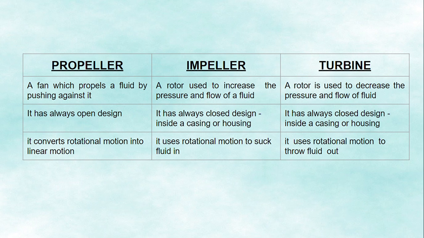The impeller uses rotational motion to suck the liquid inside and then mix it, while the turbine is totally opposite to the impeller; it uses rotational motion to throw the liquid out. If you look at the last point in this table of propeller, impeller, and turbine, in the fourth row, it explains how uniform mixing is carried out. As we go from propeller to impeller to turbine, we definitely get more uniform mixing of liquids, and we can also get more uniform mixing in the case of viscous liquids.